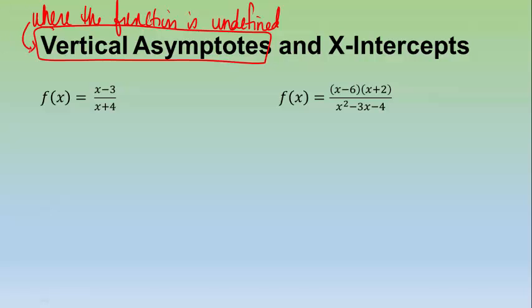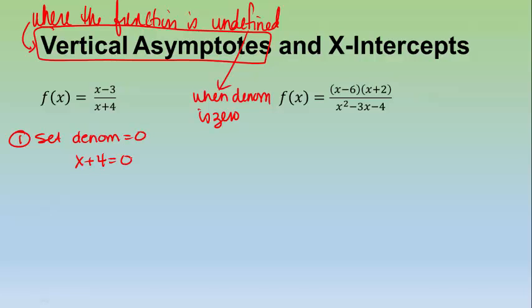This function is undefined when the denominator is 0. So how do you find them? You set the denominator equal to 0. That is x plus 4 equals 0, and we find that our vertical asymptote is located at x equals negative 4. Alright, let's go to the next function.